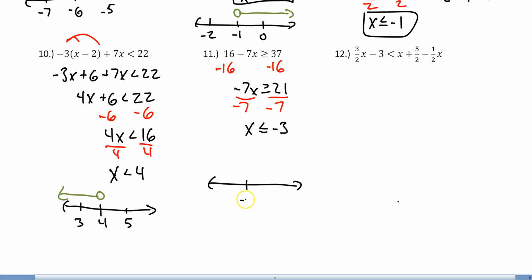And now when I do my graph, I've got -3, -2, -4. Again, I just put a value on each side of it just to give me some context as to where this thing is. Closed dot because the equal to condition, shading to the left because it's less than. Okay.